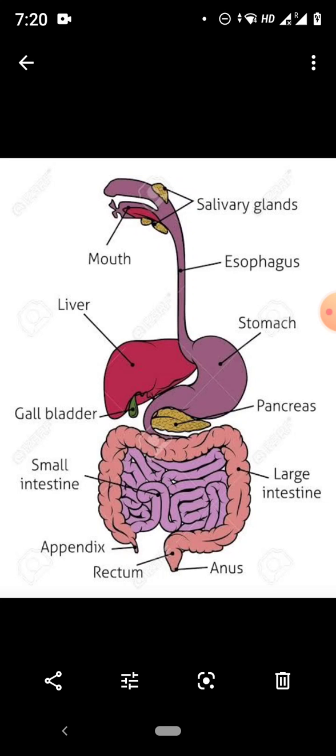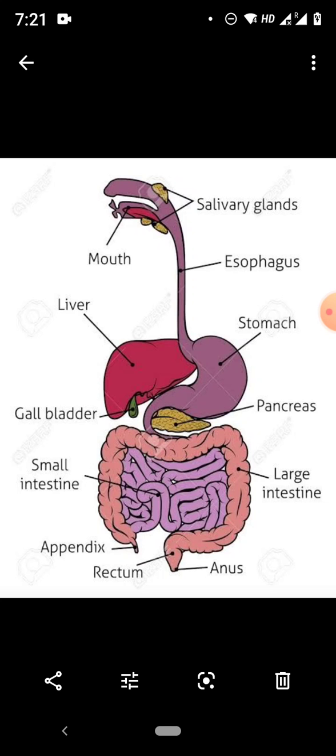This peristaltic movement occurs throughout the alimentary canal. The esophagus leads the food to a sac-like structure called the stomach. Here, the food is churned and partly digested. Children, as you see in the figure, two things are seen, that are the liver and pancreas. What are they? They are glands. So, what is their function? We will study about them.